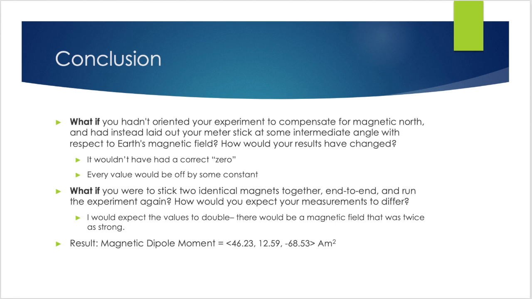So finally, again, my main result from this lab, which was consistent from the coding and from the physical experiment, is that the magnitude of dipole moment is 46.23, 12.59, negative 68.53 amps per meter squared.